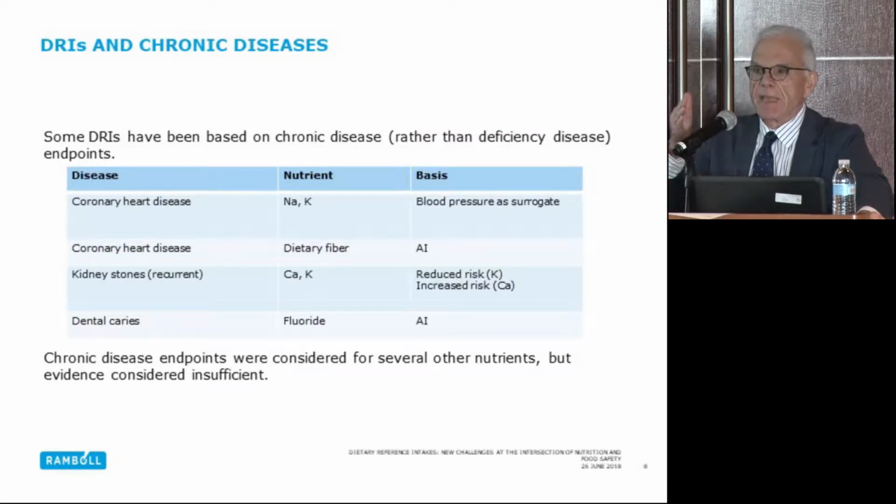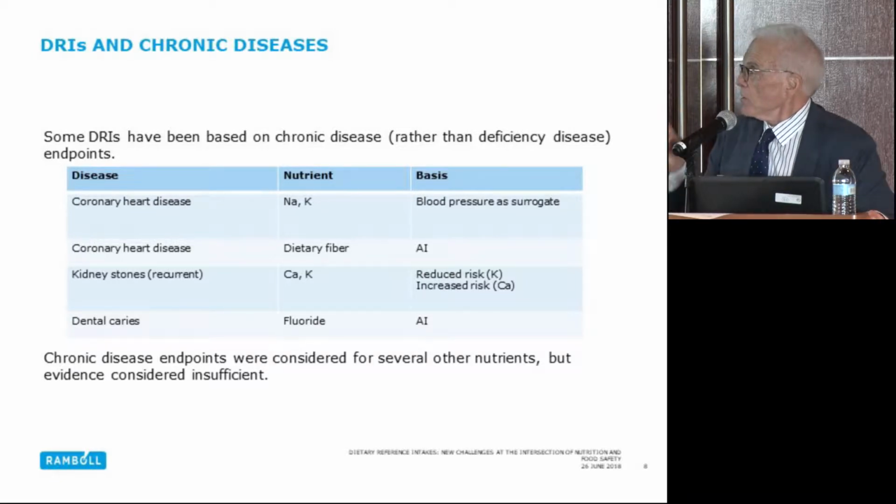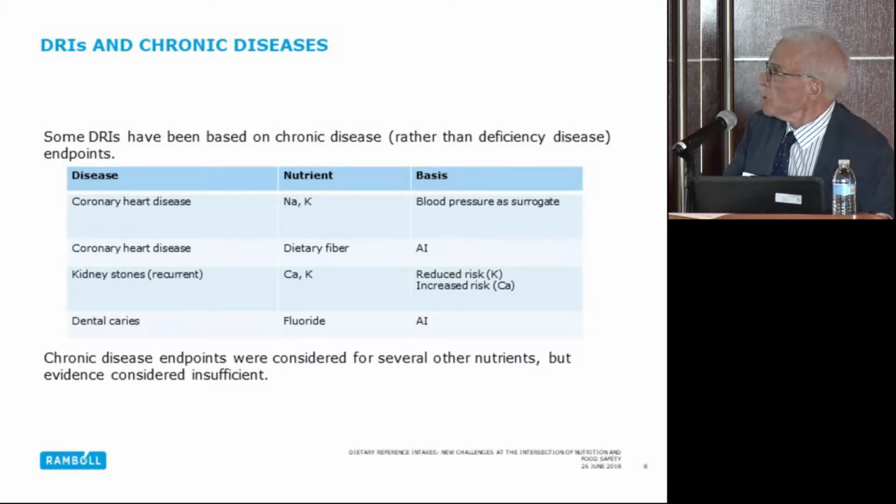Now, committees began looking anew at DRIs in the mid-90s, and that work continued for about 10 years at the NASEM. A lot of them were published during that period, DRIs. And some of the committees ran into situations with certain nutrients in which the studies were revealing chronic disease endpoints, not deficiency disease endpoints. So these committees made an attempt to publish some kind of reference value based on a chronic disease endpoint. And these are 4 key ones here that the committees did.